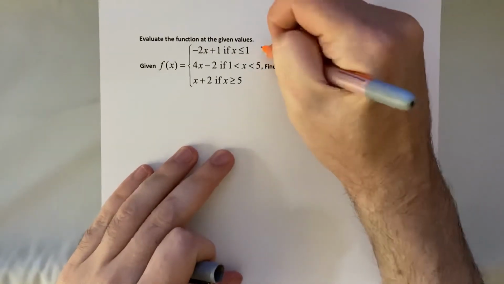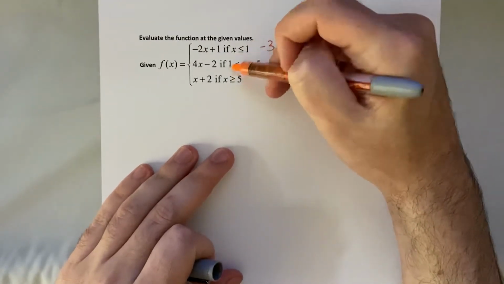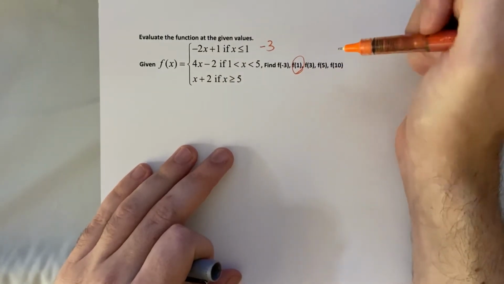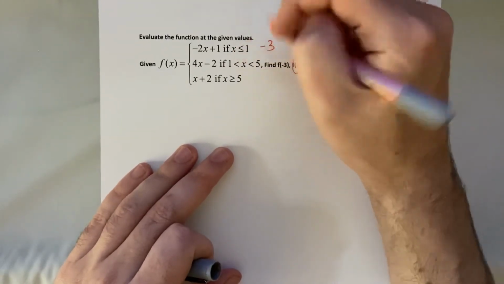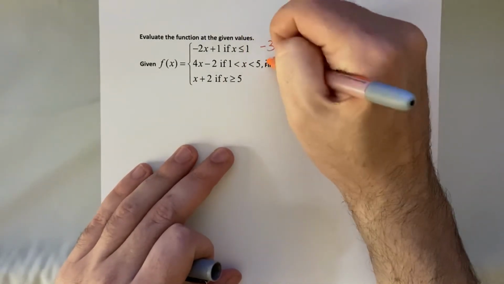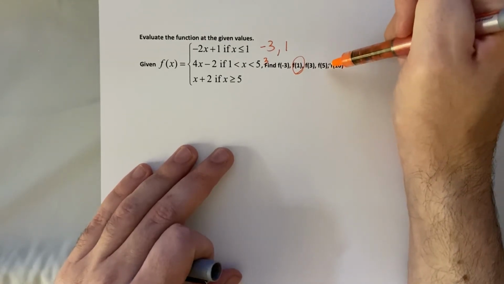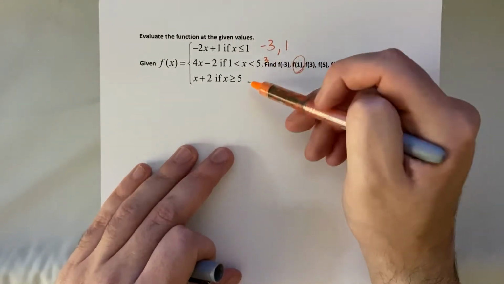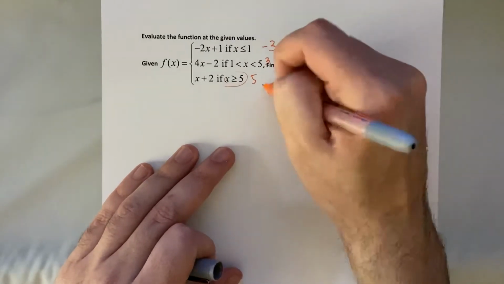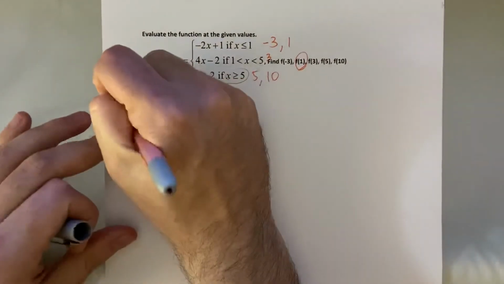Negative 3 is less than 1. So f of 1 is our boundary. To know which one this is going to go into, you find the one where x is equal to 1, so less than or equal to 1. So 1 goes up here. f of 3 is between 1 and 5, so it goes here. f of 5 is our other boundary. Where's the equal sign with the 5? It's down here. So 5 goes in the third equation, and 10 is greater than 5, so it also goes in the third equation. From here, it's just plugging in.